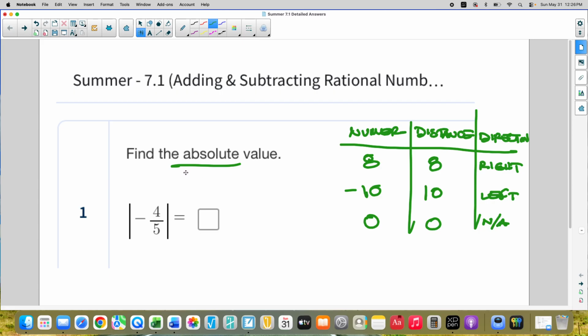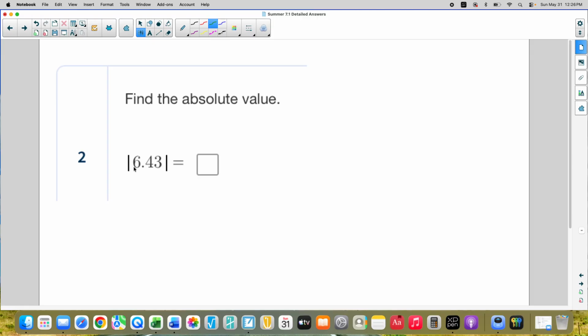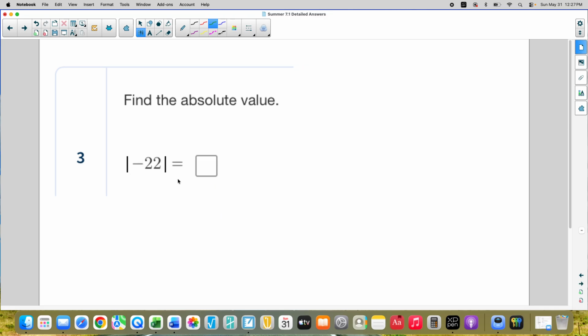So when we find the absolute value, it just wants to know the distance of the number. So this is -4/5. It doesn't care about the direction, which is left 4/5. So the absolute value is going to be 4/5. Good. Absolute value, this is right 6.43. So it doesn't care about the direction. It just wants to know the distance of 6.43. -22 would be 22.